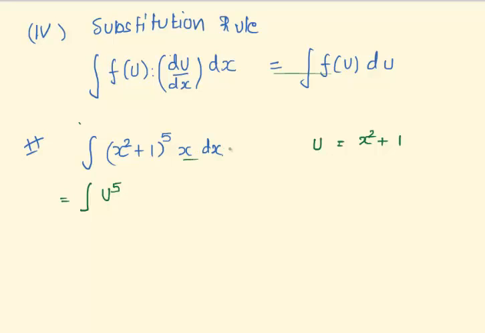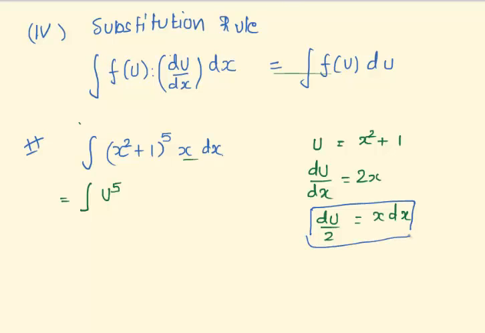How can we convert dx into du? Now look at this. If you differentiate u with respect to x, you will get 2x. If you cross multiply, you can quite clearly see that du by 2 is equal to x dx. So a clean observation will tell you that x dx here can be substituted for du by 2. So the next step is substituting x dx with du by 2.